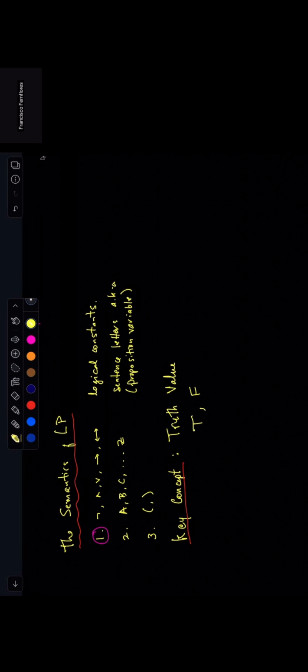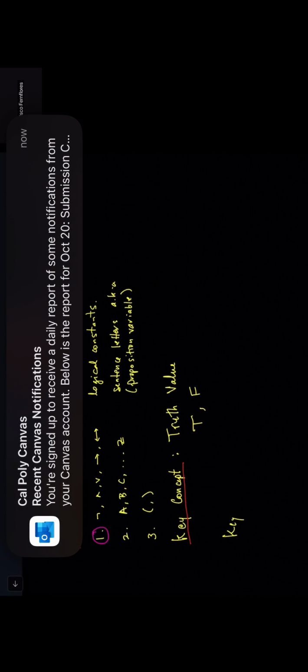And our truth values are always going to be T and F. And we take them to represent true and false. If we were working in computer science, we might take 1 to be true and 0 to be false, but we're not going to do that. And we need a key assumption. We already did the key concept. We need a key assumption.